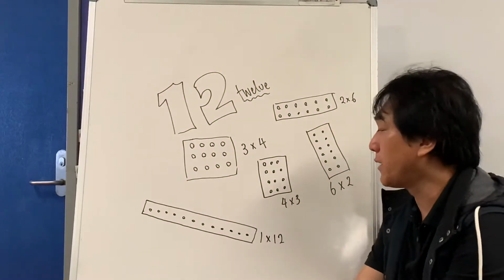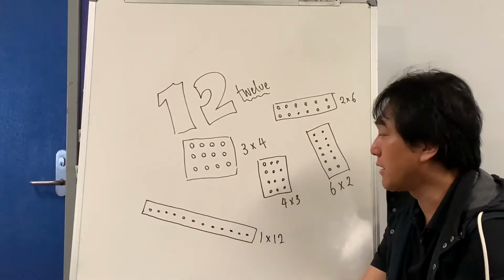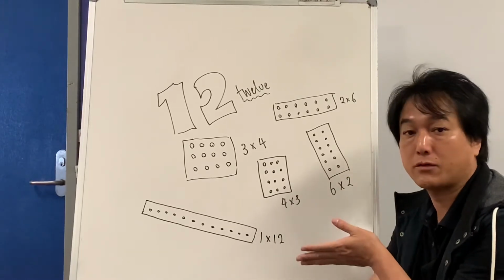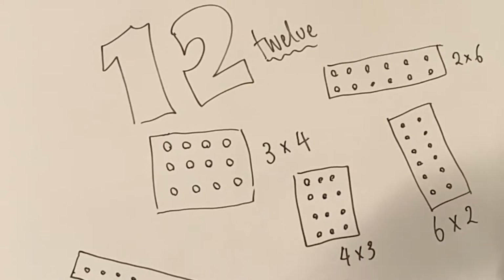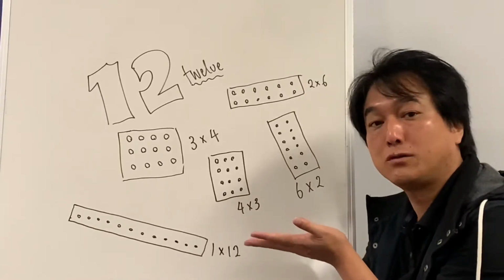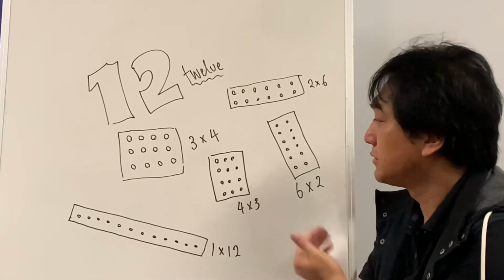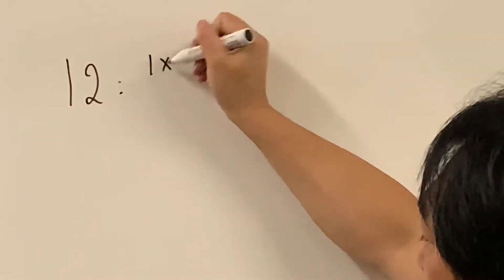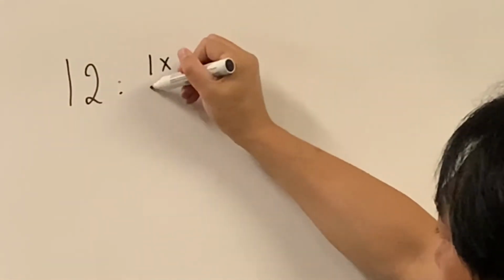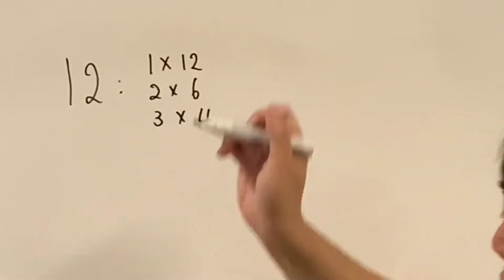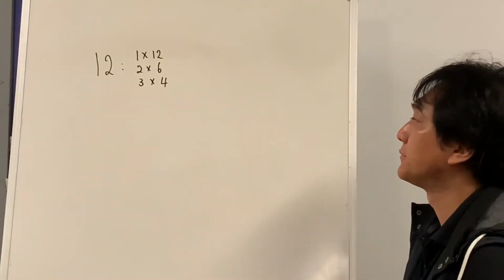So I'll go with my students' opinions. They said, well, they pretty much turn around, so there's no point drawing 2 same pictures. I get that. So I go with that option today. So let's see. So 12 is 1 times 12, 2 times 6, 3 times 4, right?